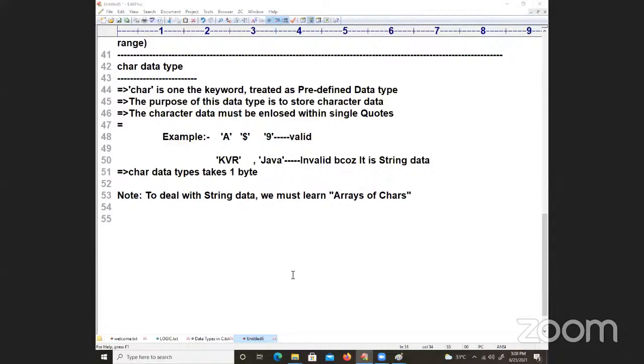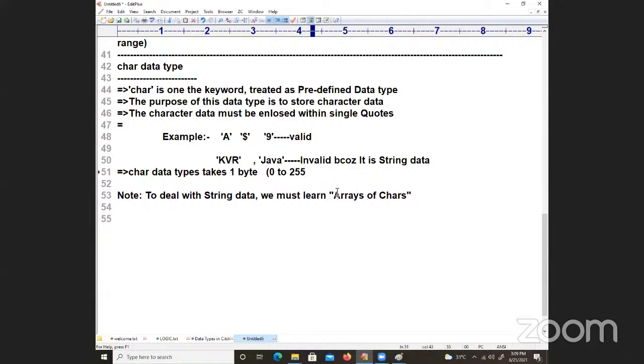1 byte means 2 to the power of 8. How much is 2 to the power of 8? 2 into 2 into 2... it is 256. 256 is the actual result. 256 means, if I take from 0, it is called 255.